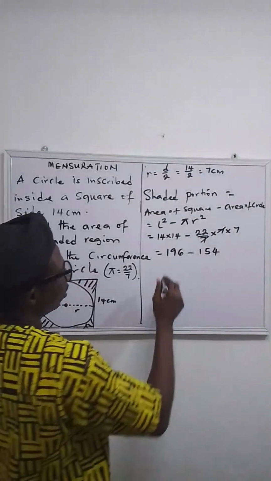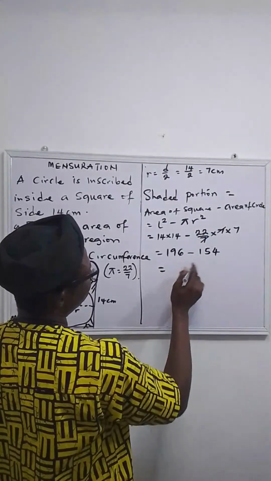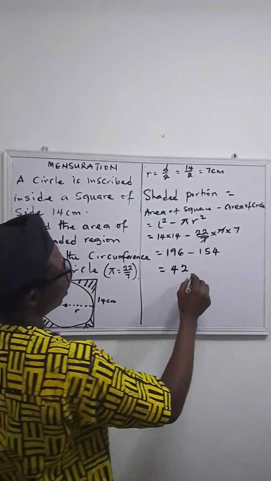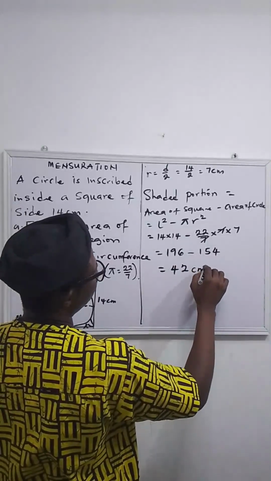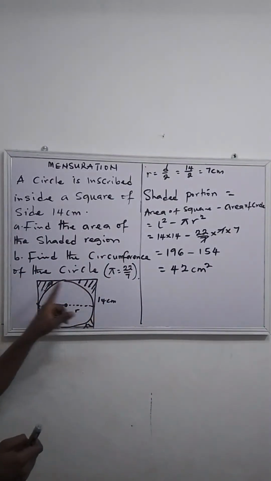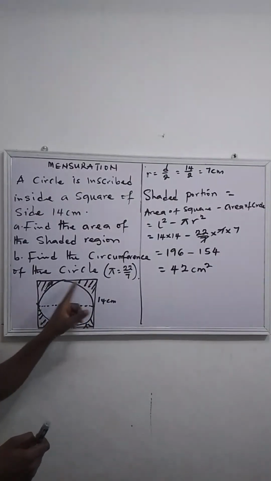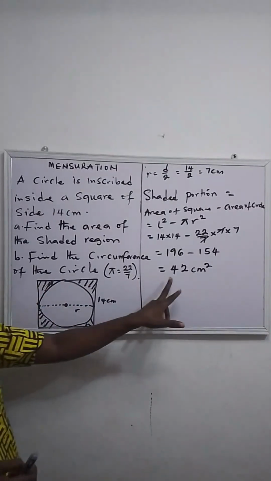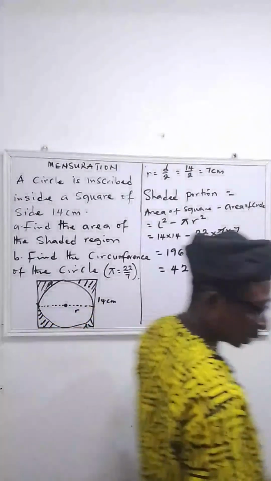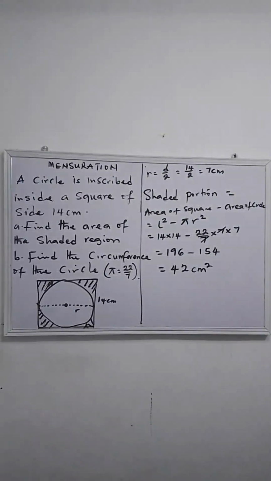So now, once we now subtract, what do we have? We have 42. We have 42 centimeter square, because that is area. So area of the shaded portion is 42 centimeter square. Okay, so I hope you all understand that. Can you all hear me? Can you see the board? Is it clear? All right. Can we all see the board? Oh, fine. All right.